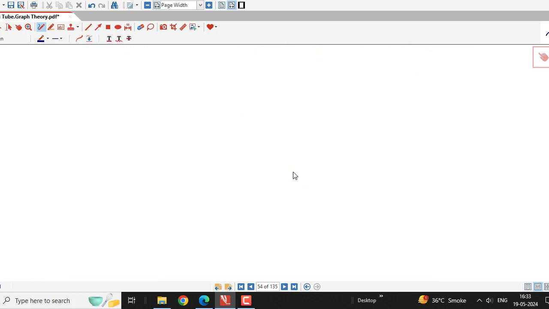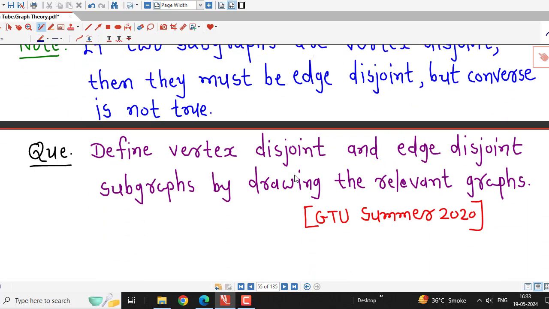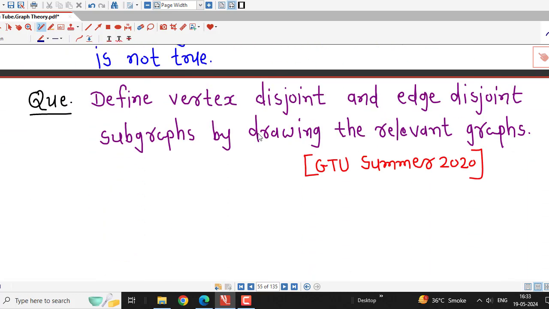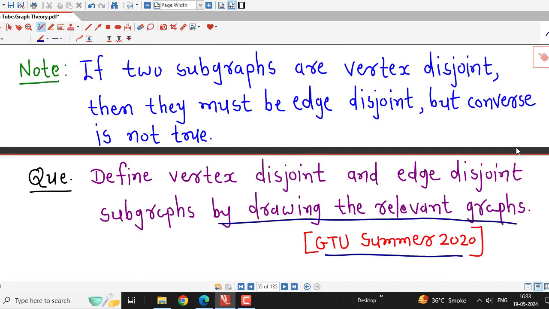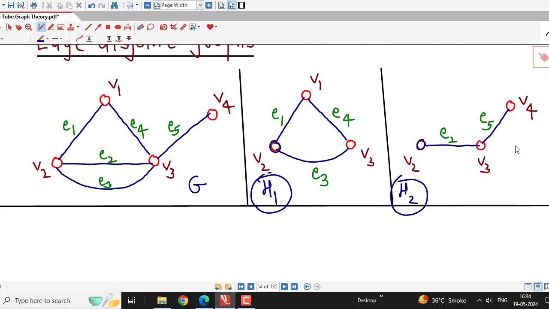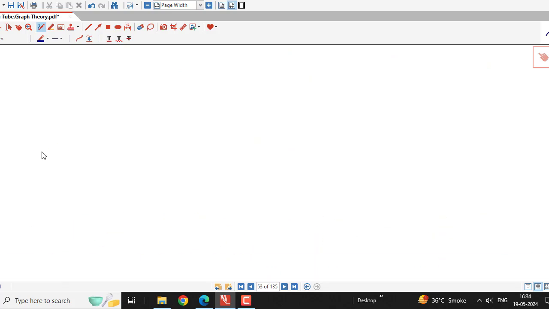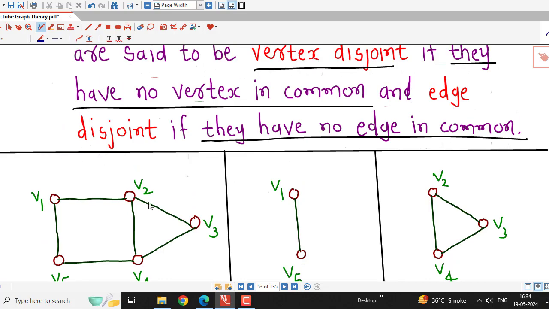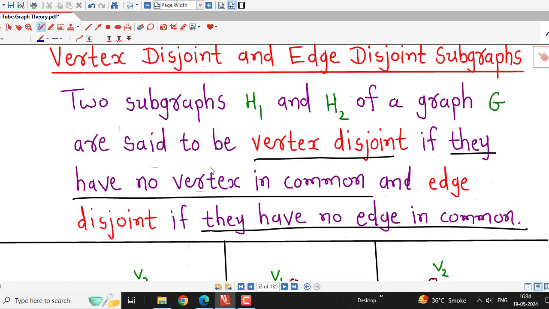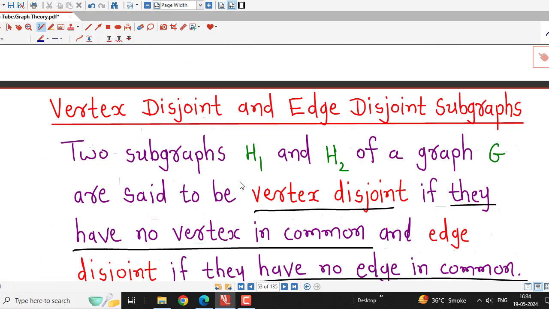And they had asked one question on these two types of subgraphs in GTU summer 2020 exam. Define vertex disjoint and edge disjoint subgraphs by drawing the relevant graphs. So first you have to write down the definitions, and you can show one example for edge disjoint subgraphs and one example for vertex disjoint subgraphs as I have explained here.